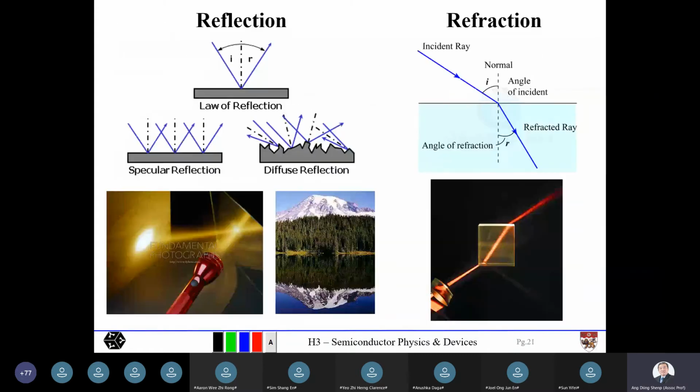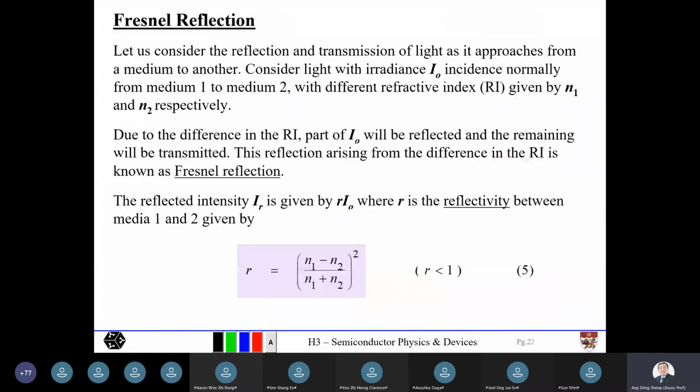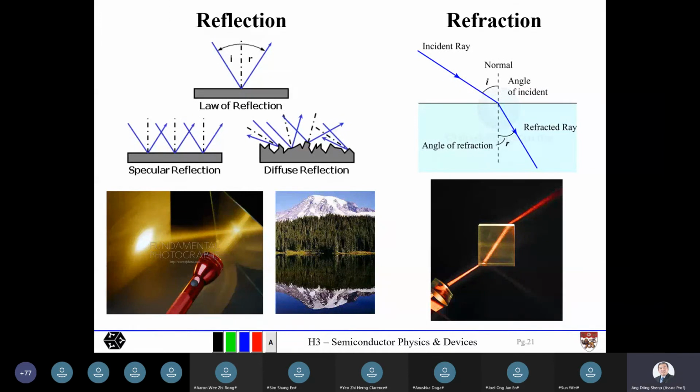Now, before going to emission, let me just digress a bit and talk about reflection and refraction. This will be very brief because I think you know what these are by now. So what is reflection? Reflection simply refers to the bouncing back of the light ray when it strikes a medium of a higher density.